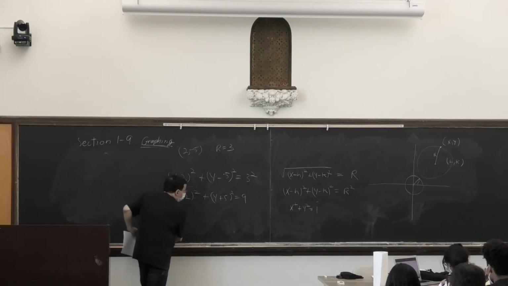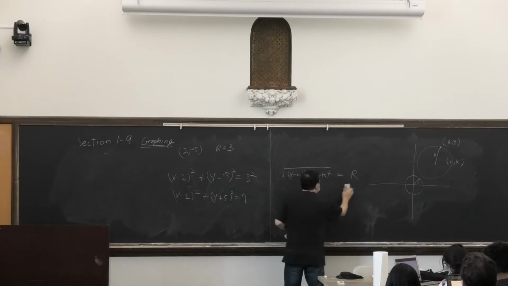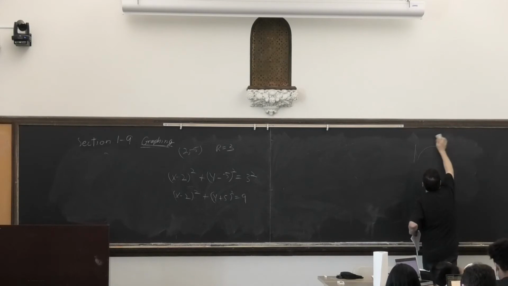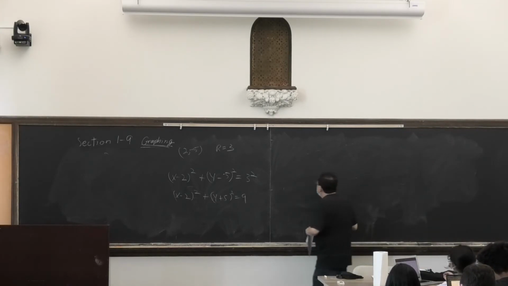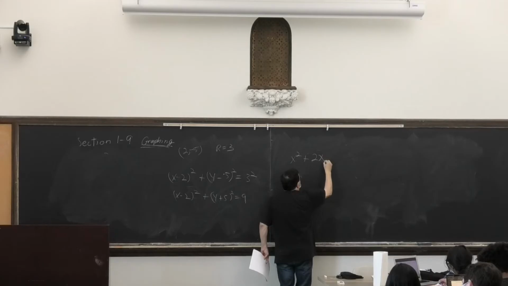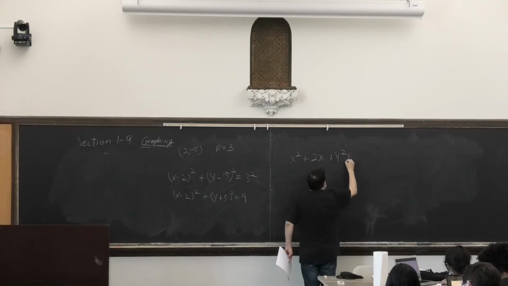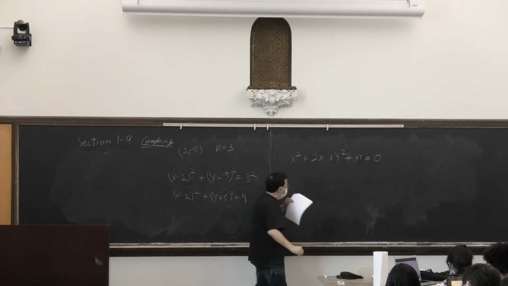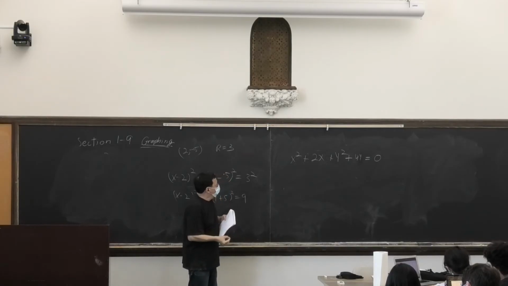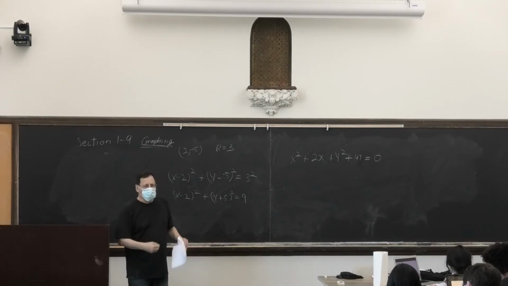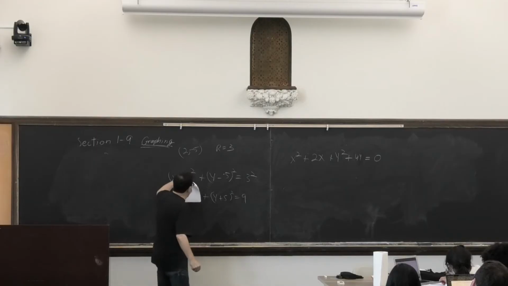And there you have the equation of the circle. Sometimes you have to work backwards. What if I said I've got an equation of x squared plus 2x plus y squared plus 4y equals 0, and I'm not even completely sure what that is. I think it's a circle. Does anyone recall how you go about putting it into that form we had?